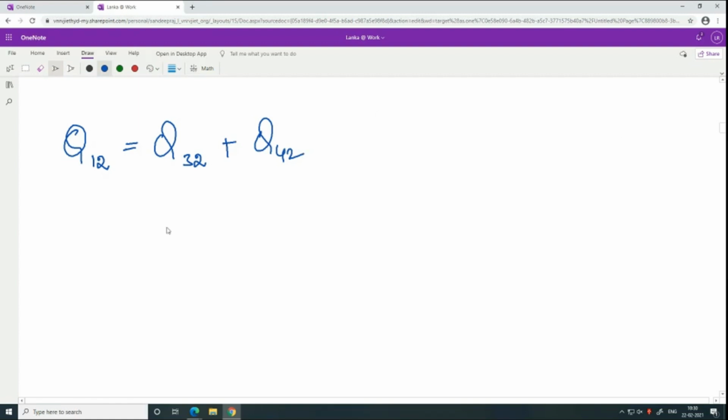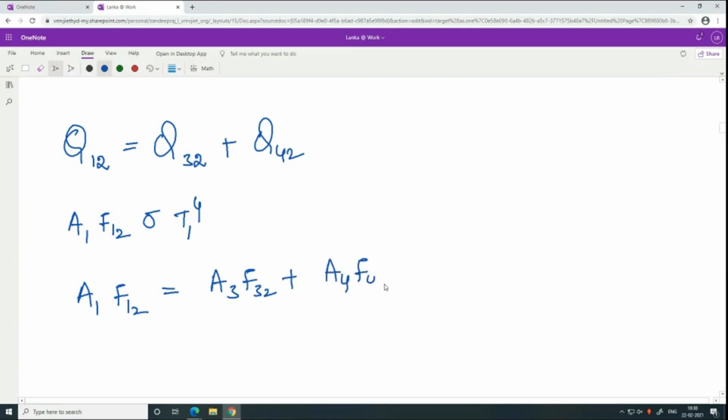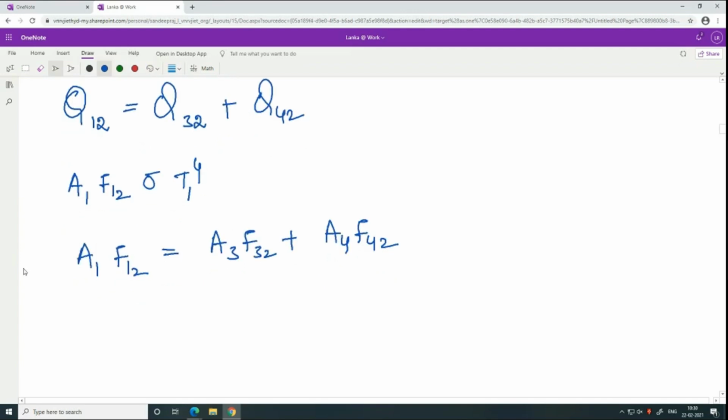If this is the case, in terms of shape factor, I can write it like A1 F12 into sigma into T1 to the power 4. Okay, this will actually get cancelled on both sides. So I will not write sigma T to the power of 4. Simply I will write A1 F12 is equal to A3 F32 plus A4 F42. So this is what I will be writing.